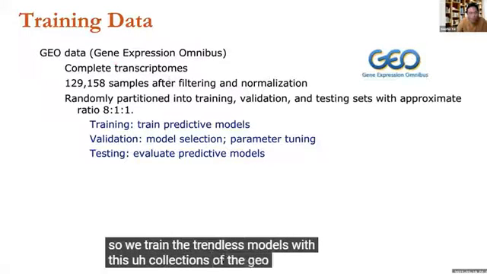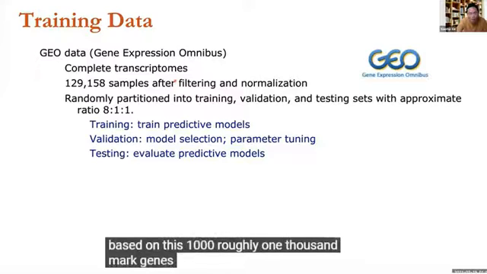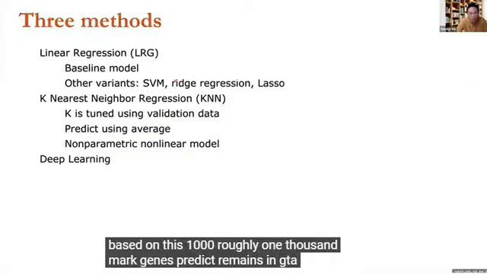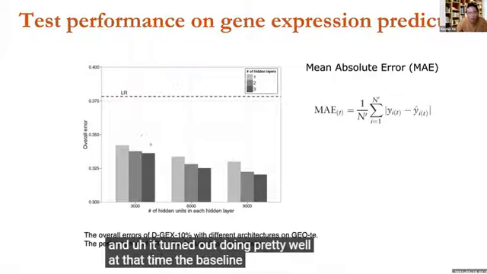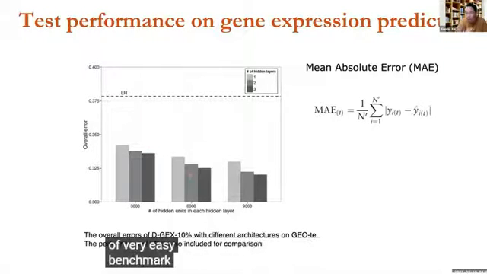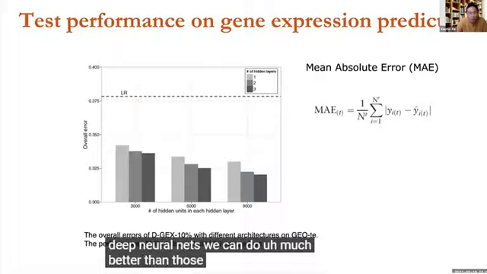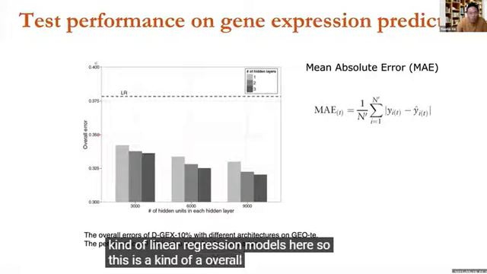So we train these models with this collection of the GEO data set, and then we see how well we can predict the remaining genes based on roughly 1,000 landmark genes. And it turned out it's doing pretty well. At that time, the baseline performance was based on linear regression, so it's a very easy benchmark to beat. By utilizing deep neural nets, we can do much better than those simple linear regression models. This is the overall error rate here.